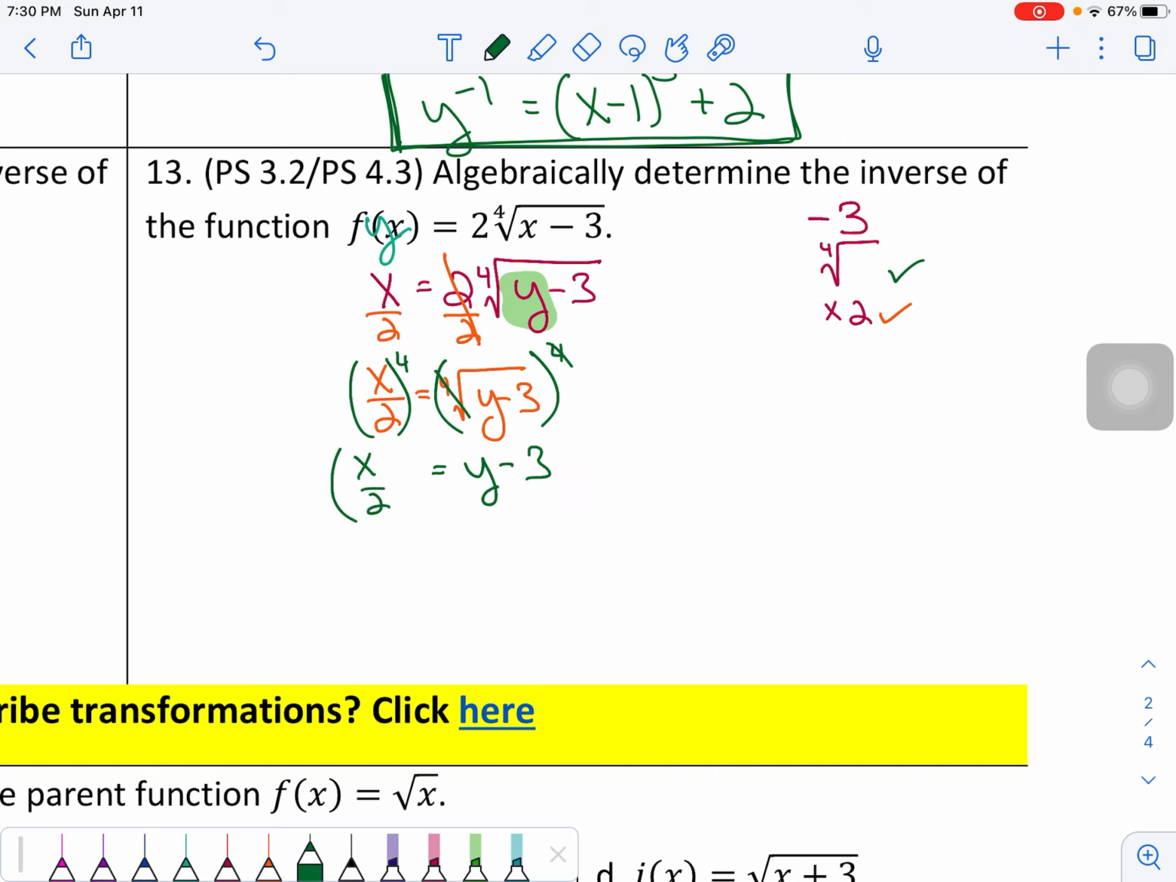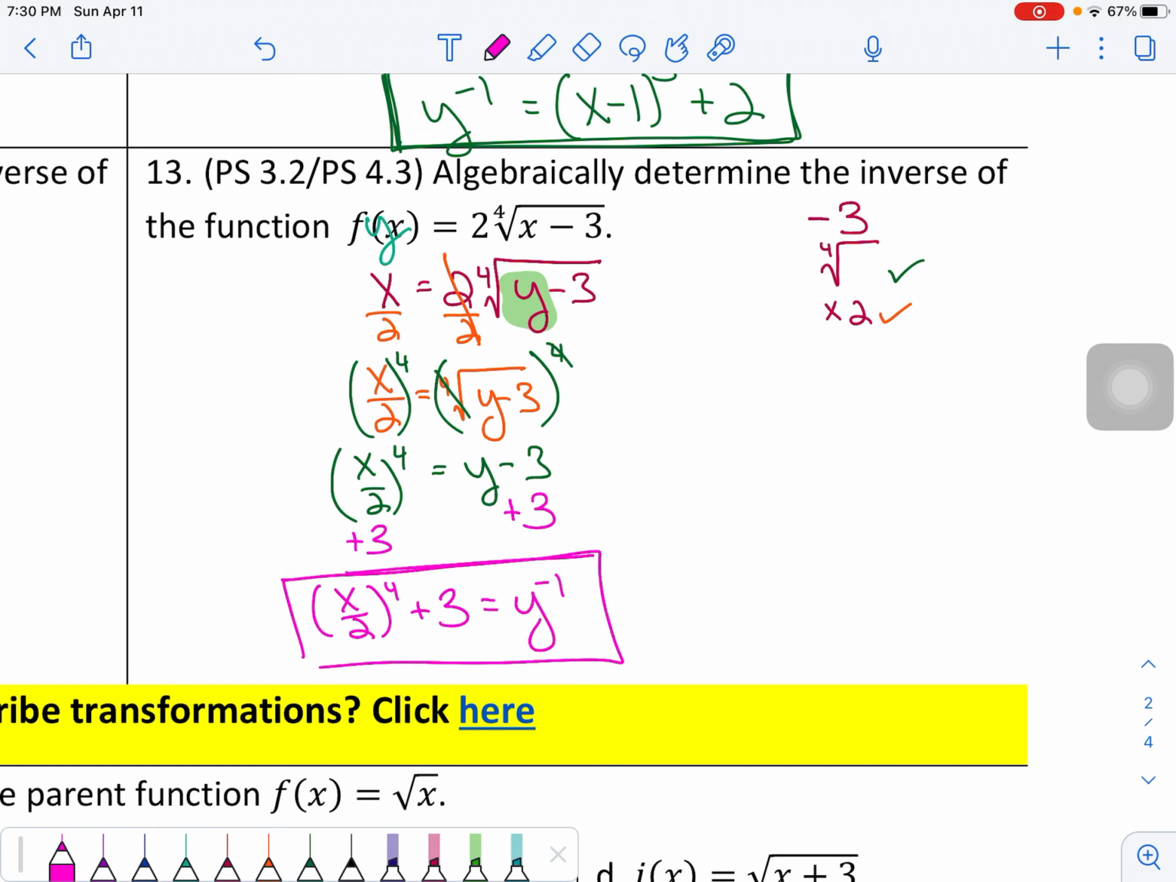And this is another place. Do not multiply this out. You don't need to. In fact, I don't want you to. All right. Last step here is how to get rid of a minus 3. So I'm going to add 3 to both sides. So I've got x over 2 to the 4th. Let that be the fraction that it is and the power that it is, plus 3 equals the inverse of y. So that is my new inverse function. I have taken care of everything to get y all by itself.